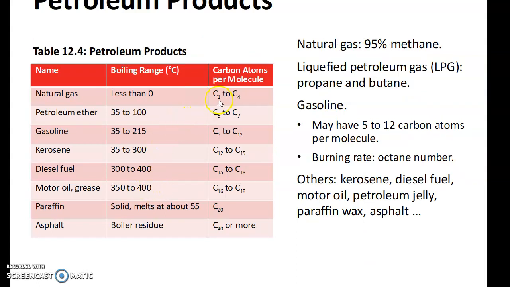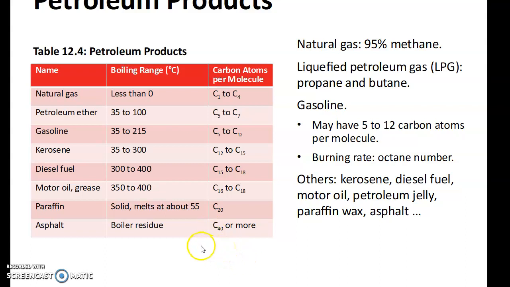And so here is the number: your natural gas is C1 to C4. Once you get to pentane, as I mentioned, C5, you have your petroleum ether gases. Gasoline is C5 to C12. Kerosene, C12 to C15. Diesel fuel is higher yet. Motor oil and grease are in this level. And your paraffins are much longer. And when you get down to the bottom of it, the sludges are C40.